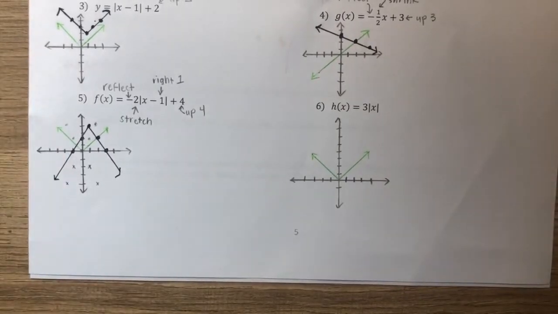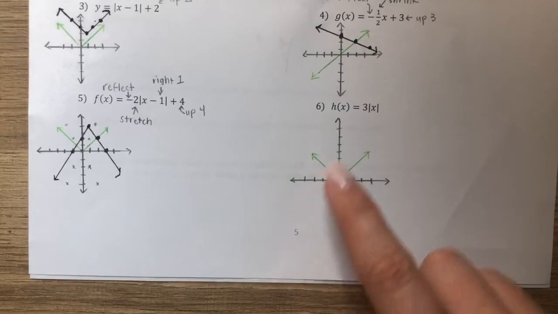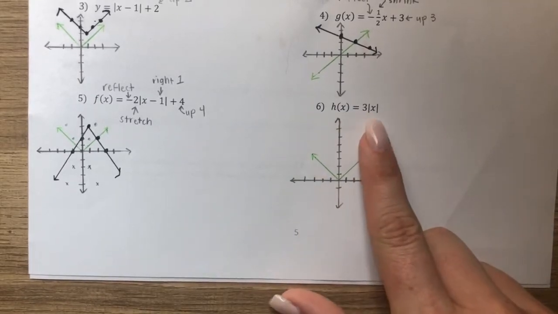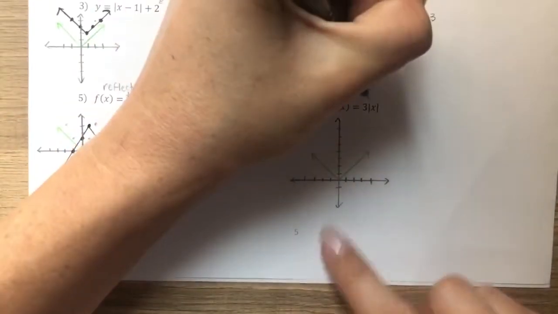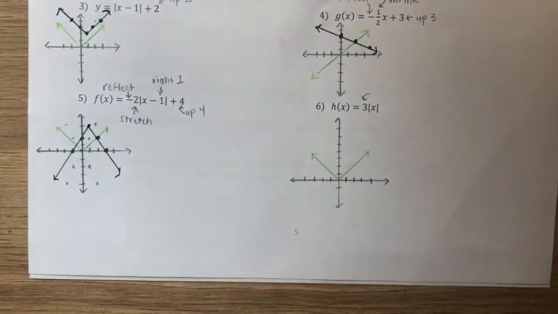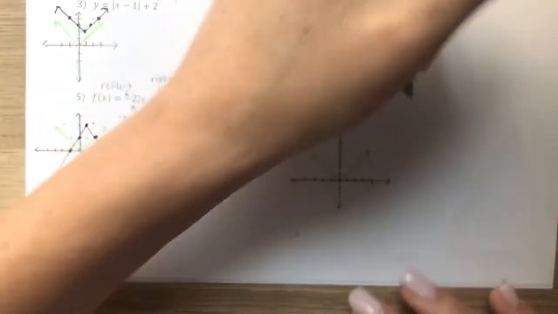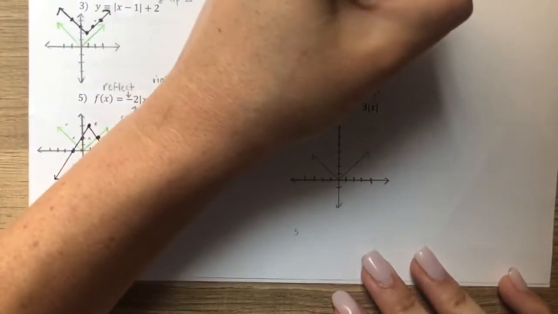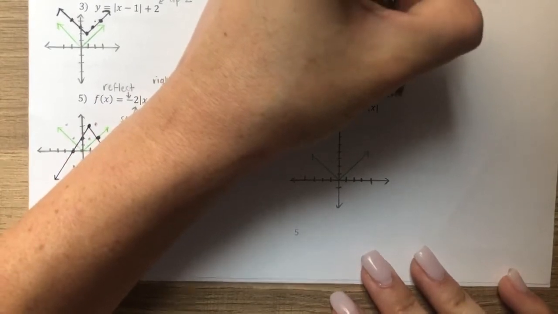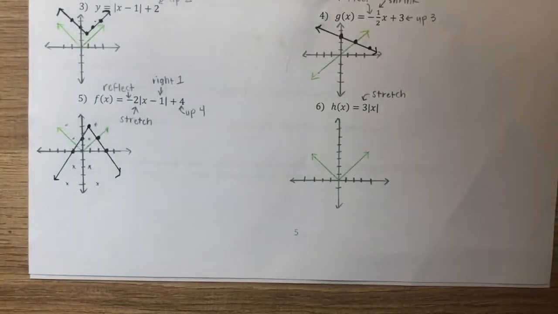And then for number 6, I just have h of x equals 3 times the absolute value of x. So I just have that a, that coefficient out in front, and that means that we have a stretch. So if we just have to worry about a stretch, we're just taking each of the original y coordinates from the parent function and multiplying them by 3.